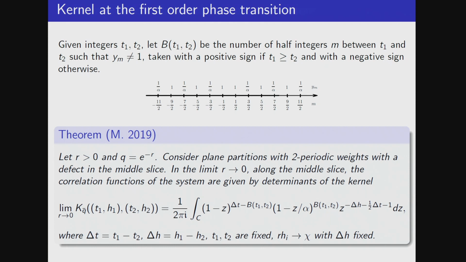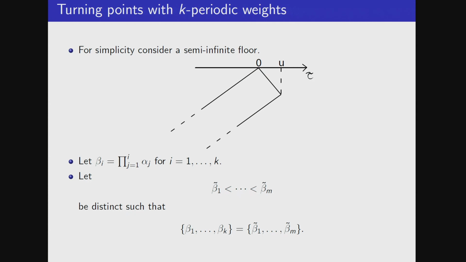So what happens at the turning points? Just to simplify, we're going to look at regions which are not this general shape that I was considering, but just a simple floor, infinite in one direction, bounded in this direction. And let's look at the following thing. Let's say we have weights alpha 1 here, alpha 2, alpha 3, and so on, alpha k.